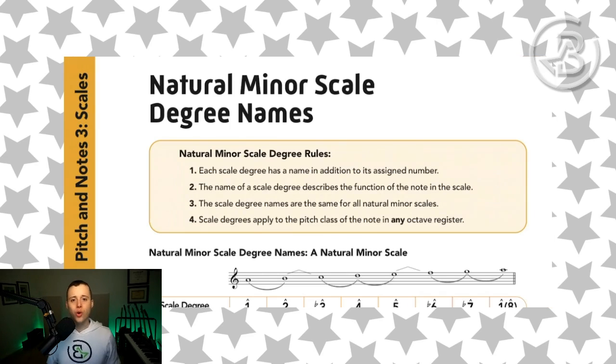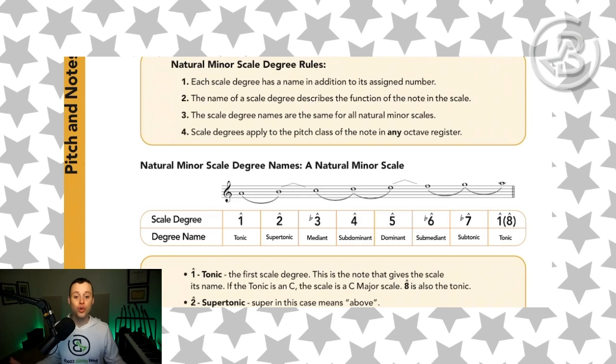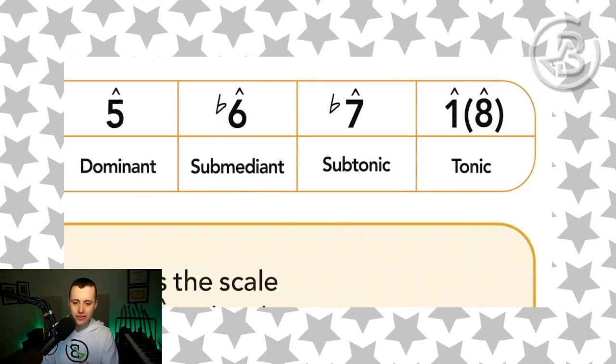In this lesson, we are going to learn the natural minor scale degree names. Just like the major scale, the natural minor scale notes each have a name. Here's the cool thing. Even though scale degree 3 and 6 have a flat in front of them, they still keep the same name. So if you've gone ahead and memorized the scale degree names for the major scale, tonic, supertonic, mediant, subdominant, dominant, submediant, you have 6/7 of the natural minor scale memorized already. All you've got to do is memorize that scale degree 7 in the natural minor scale is called the subtonic.